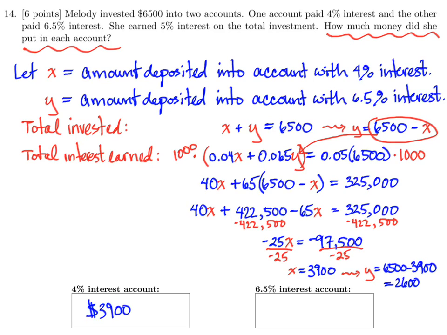So the first one is she deposited $3,900 into the 4% interest account. And then the other answer is she deposited $2,600 into the 6.5% interest account. So we used a substitution method on that one.